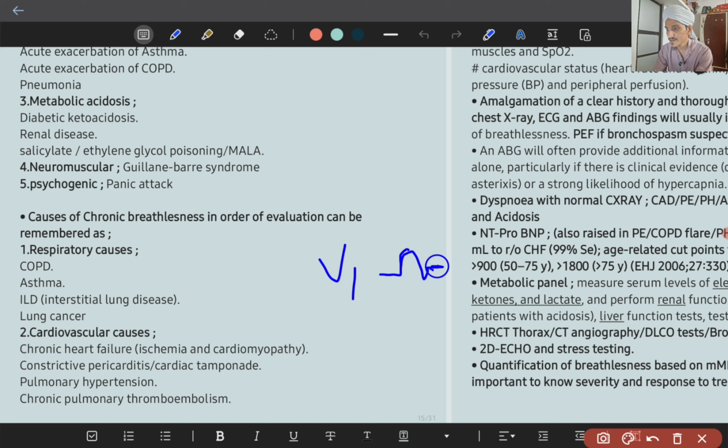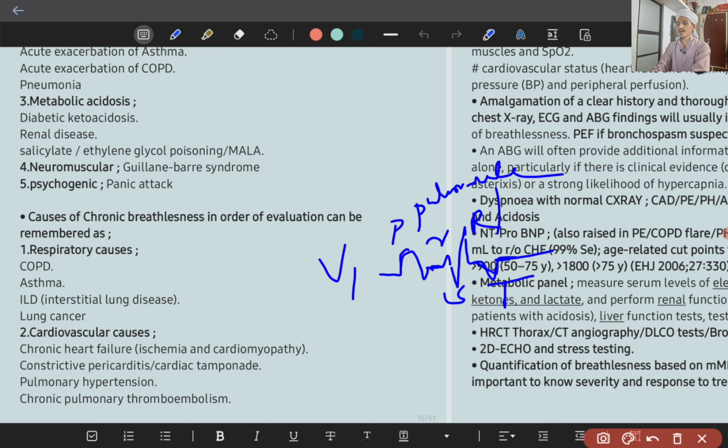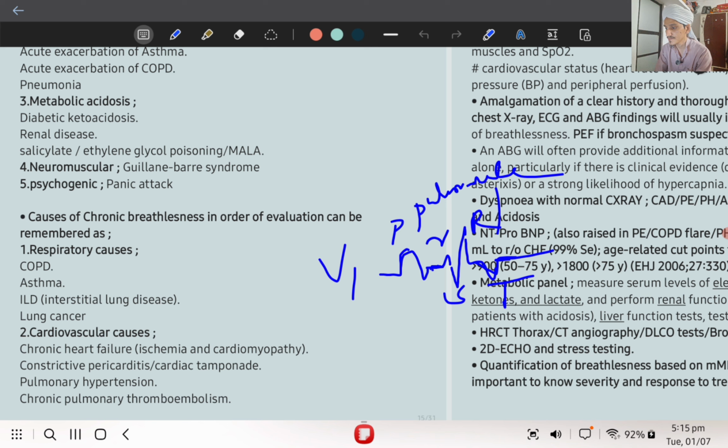And then, if there is a right bundle branch block also, R, S, R dash pattern along with inverted T wave, R, S, R dash pattern, and this is P pulmonale. This is the thing which you will see in pulmonary hypertension. Okay.